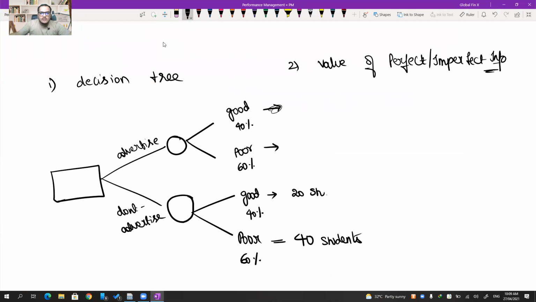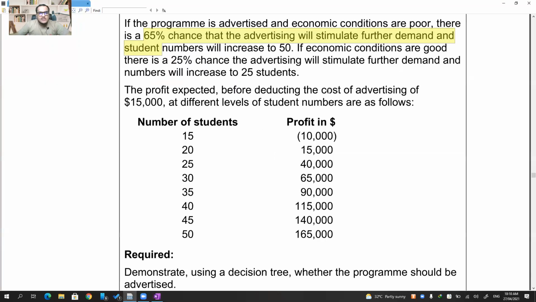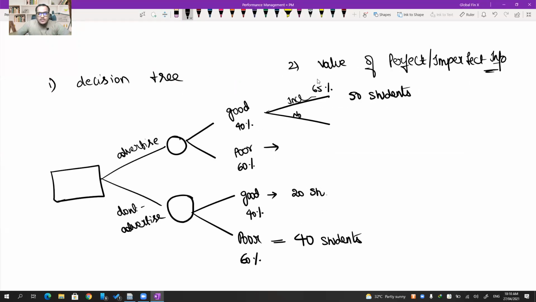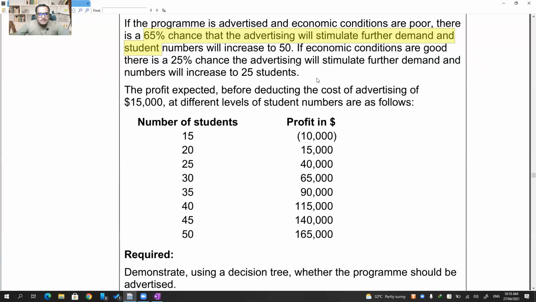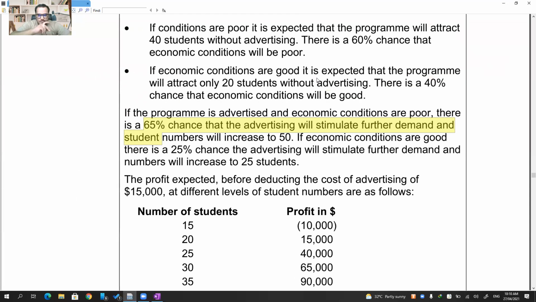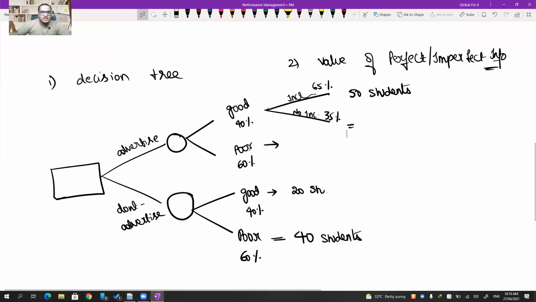So here we have another decision point. One is increase in students, which has 65% chance. If 65% chance is there, the number of students will increase to 50 students. Then that means 35% chance is there of no increase. Sir, if no increase, what will be the number of students? I have to do this in poor, not good.